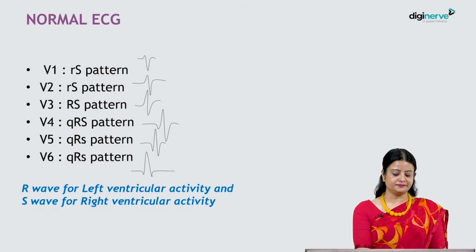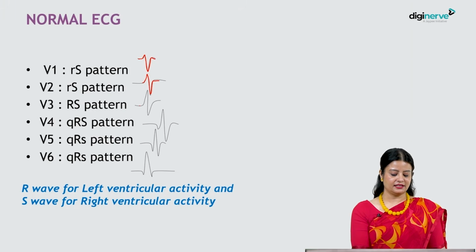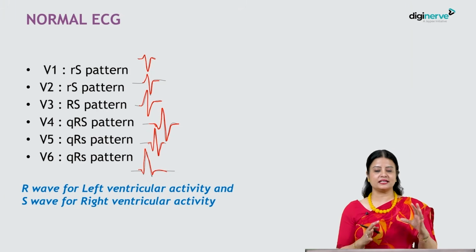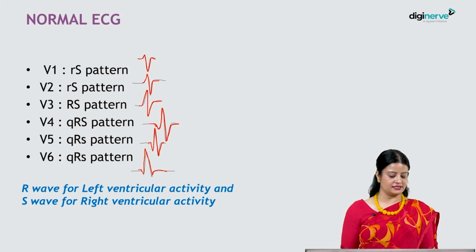So in V1, you get a small R and a big S wave. In V2, the R wave increases, the S wave decreases slightly. In V3, it almost becomes same. In V4, you get a small Q wave, an R wave and a small S wave. In V5, you have a Q wave, big R, a small S. And in V6, there is a Q wave, big bold R and a small S wave. So this pattern is very consistently seen in all the chest leads.